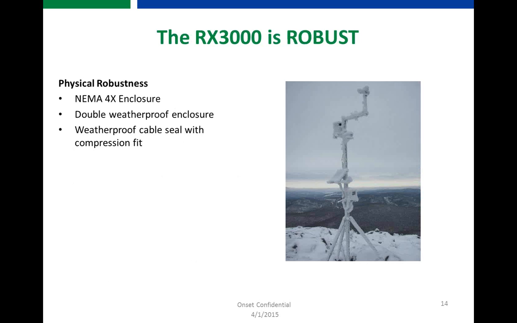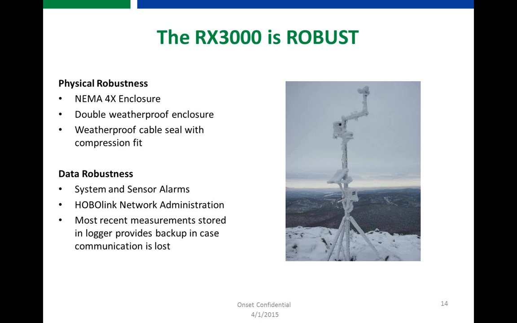The RX3000 is, as you saw from the application slide and especially from the picture here, designed to be robust. It's intended to be used in environments that can be pretty harsh to operate in sometimes. So we include a NEMA 4X enclosure in every box. There's a double weatherproof enclosure, and when connecting the sensors, you'll leverage the weatherproof cable seal with a compression fit design to make sure nothing penetrates inside the electronics of the device. But robustness to us is about more than just the physical enclosure that the device is provided in.